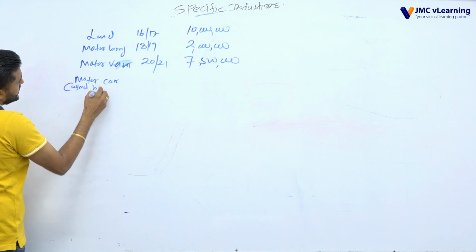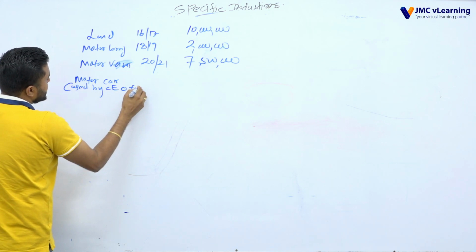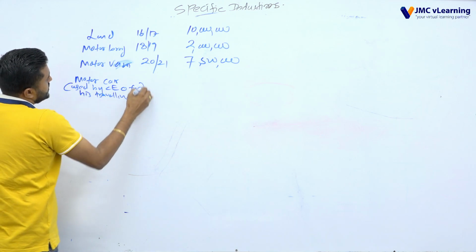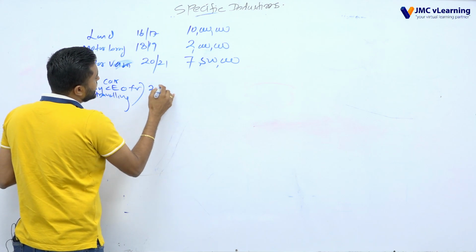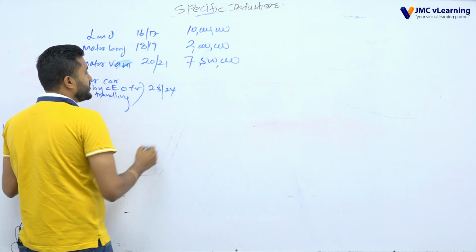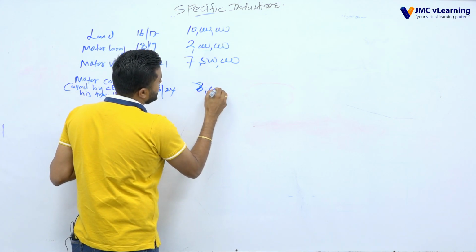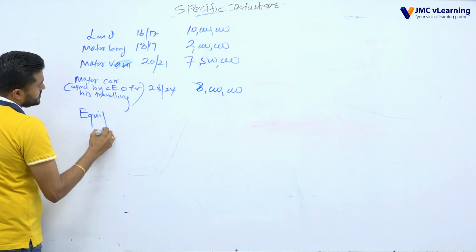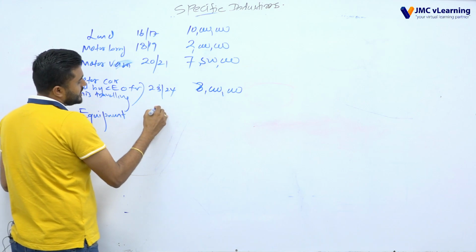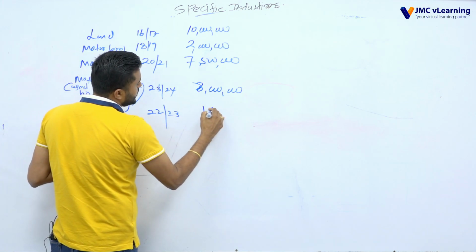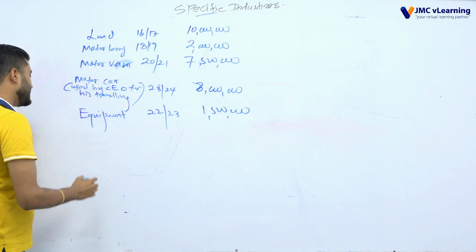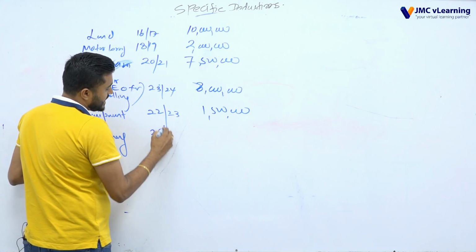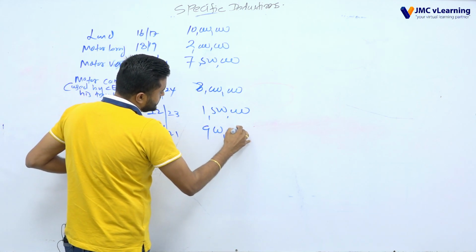And the motor car used by the CEO for his traveling purpose. This is a new one, purchased in year of assessment 2023 and 4, for 8 million. There is an equipment purchased in 22 and 3 for 1.5 million. Then there is a machinery purchased in 20 and 21 for 900,000.